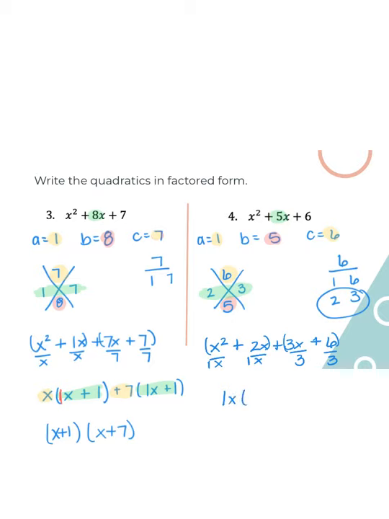X squared divided by x, I just have one of those left, plus 2x divided by 1x. 2 divided by 1 is 2, and then those x's cancel out, so that's just going to leave it as x plus 2. I'm going to say plus, and there's a 3 on the bottom, so I'm going to say 3 and start my new set of parentheses. 3x divided by 3 is going to give me a 1x. And then 6 divided by 3 is going to give me a 2.